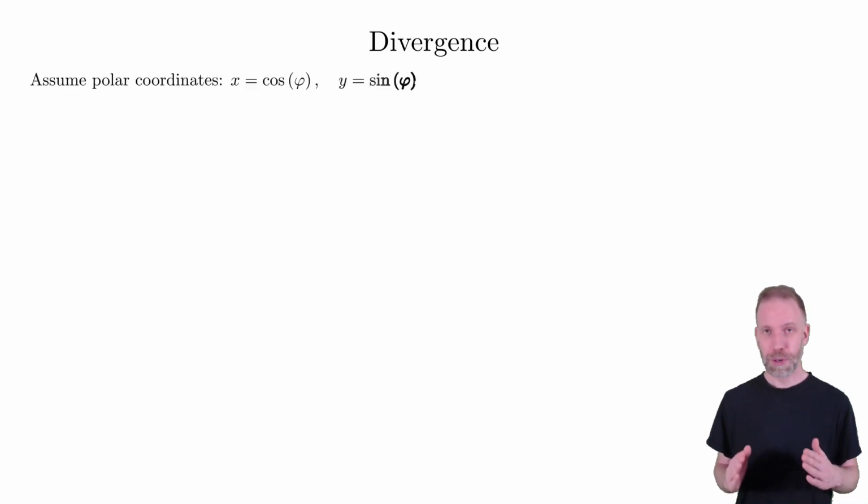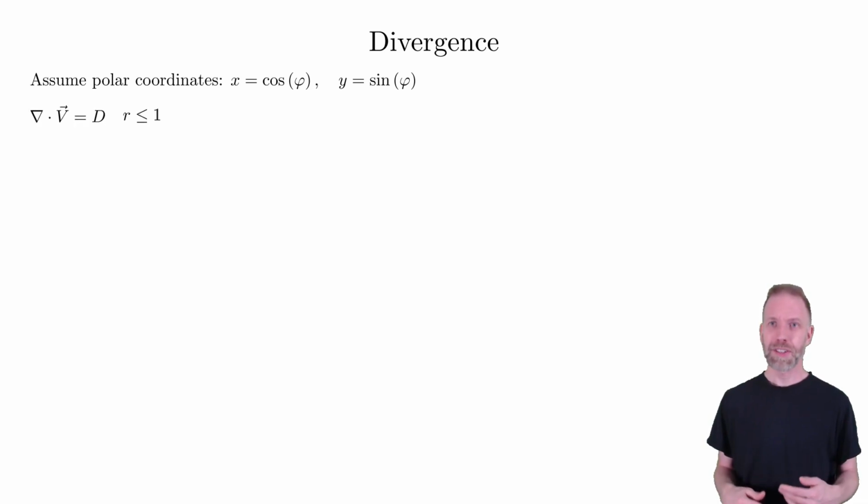To get a better understanding of what the divergence actually is, let's look at a two-dimensional case. For simplicity, we are going to use an axisymmetric case and use polar coordinates to describe the flow. Now we are going to assume that for a circle with radius below 1, it will have constant divergence d. Outside the circle, we will assume that the divergence is 0.